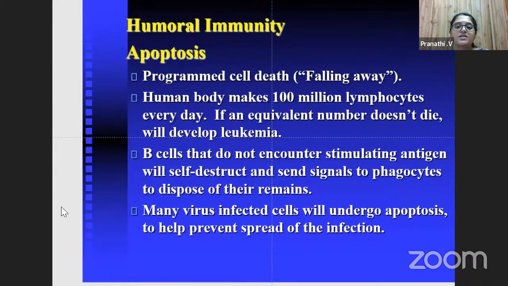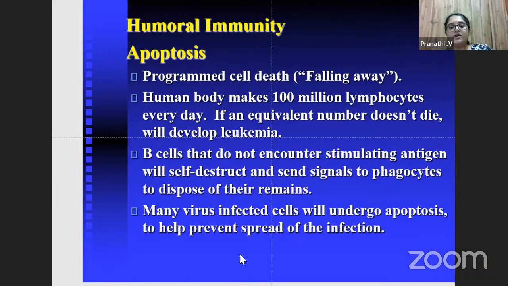and the antibodies are circulated in the bloodstream. Whenever we have a humoral type of immunity, programmed cell death is taking place. The cell is going to die. Around 100 million lymphocytes are produced every day. B cells that do not encounter any kind of antigen will die because there is no antigen present. But the necessity for production is there.